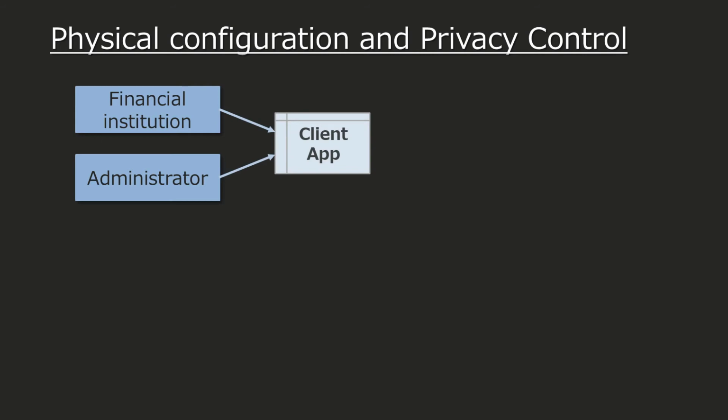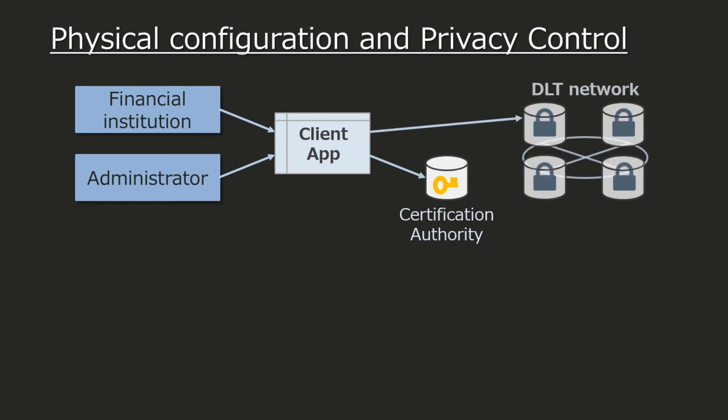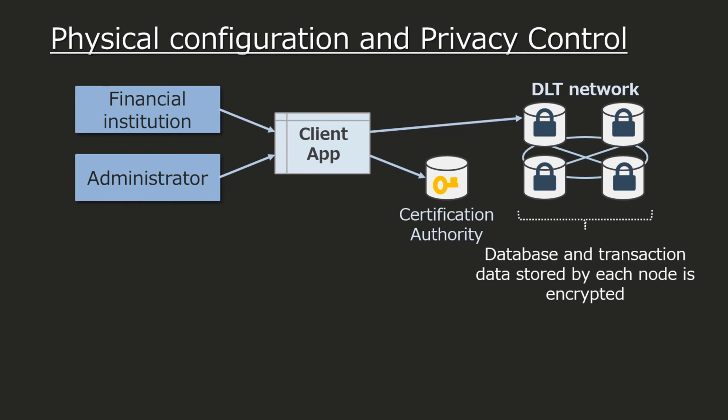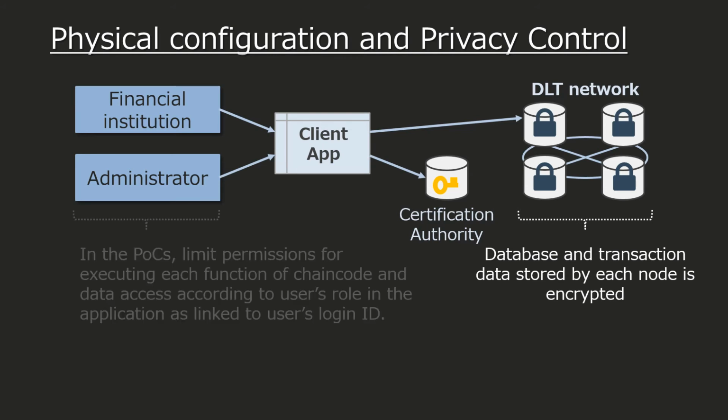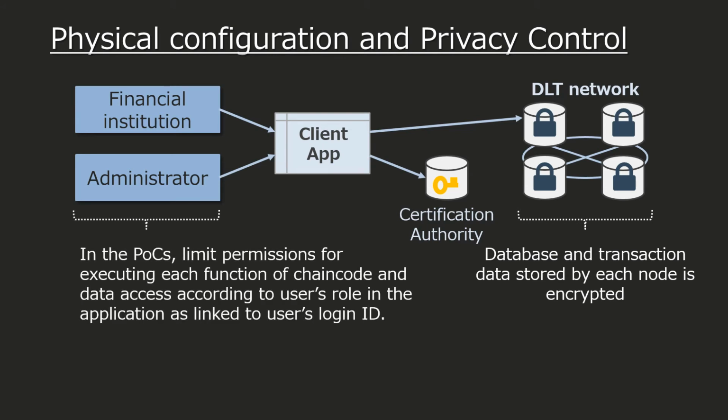In our POC, users of infrastructure access the DLT network through client application. Each node on the DLT network holds the same data which is encrypted. Certification authority issues a key for decrypting encrypted data. In our POC, the administrator can refer to all the information, but multi-level reference control is implemented so that financial institutions cannot access other than information about the company. Many of the public blockchain platforms cannot do such reference control. We confirmed that we can control such multi-layered information by using Hyperledger Fabric's authentication function.